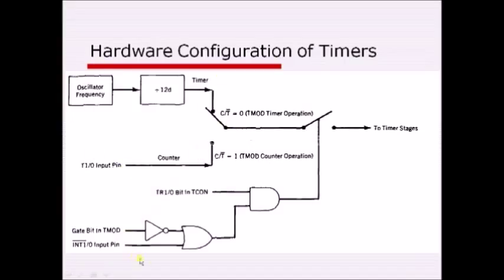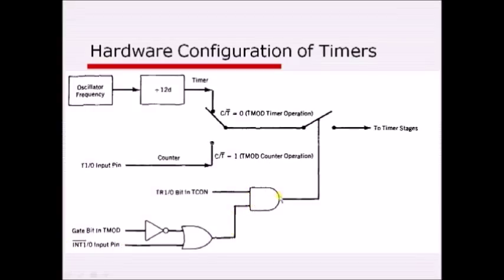Now let us see what this is. Here the gate bit indicates whether you are controlling the timer with the help of software or with the help of hardware. If this gate bit is 0, it means we are controlling the timer with the help of software. So assuming that this bit is 0, the output of the NOT gate is 1. As one of the inputs to the OR gate is 1, it will not depend on the other input. This other input is the hardware input. Therefore, it will not depend on the hardware input, and the output would become 1.